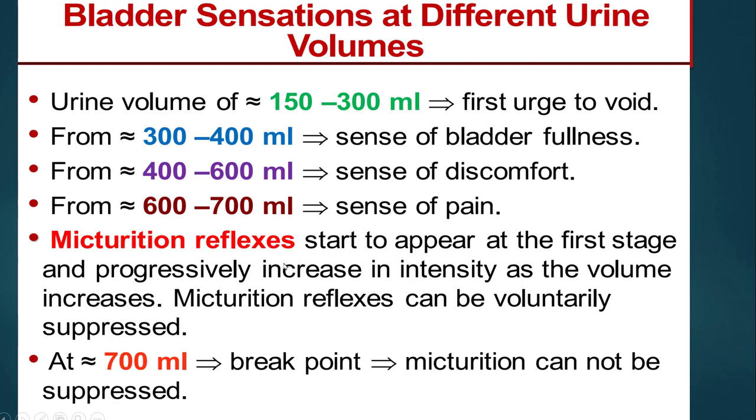The micturition reflex starts to appear at the first stage and progressively increases in intensity as the volume increases. Micturition reflexes can be voluntarily suppressed. At 700 ml, it is the break point, and micturition cannot be suppressed and there is dribbling of urine. When the bladder reaches this volume, a maximum pressure is produced and escape or dribbling of urine occurs.